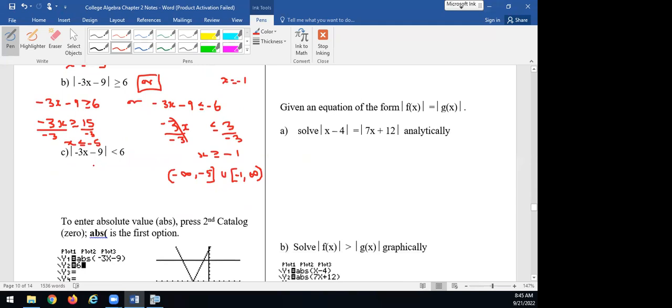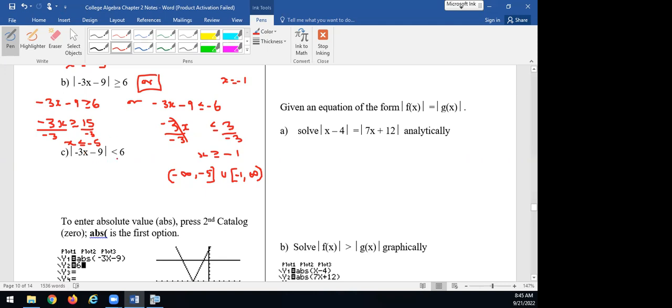Now look at C. When you have a problem like C, this is a less than problem. And the same goes for when it's less than or equal to. Now, when you have a less than problem, you're going to solve it as a 3-part inequality because you're finding the intersection and not the two ends that you're joining, as I said.